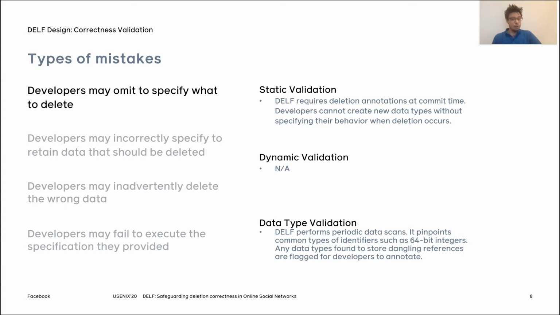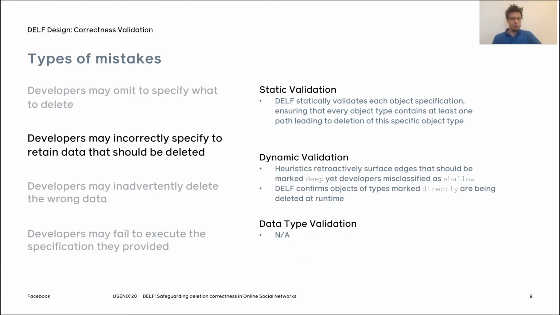Another thing we do is perform data type validation. And this detects, for example, a field that at runtime contains a reference to another object. Again, we surface these to developers to ask for deletion annotations. All right, so that was omissions.